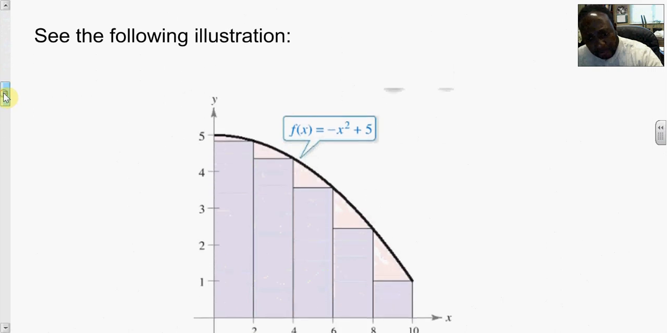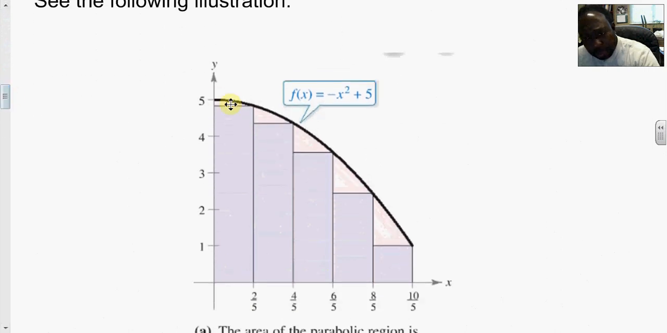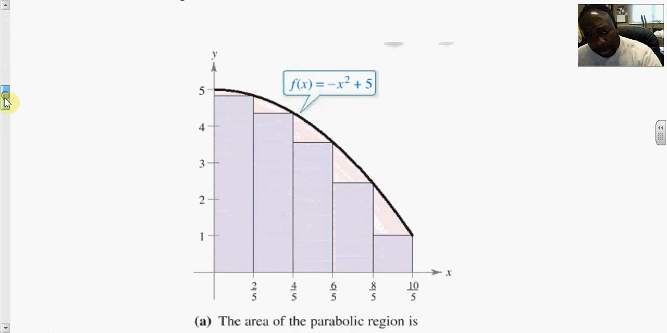Let's see an example. Here you want to compute the integral of negative x squared plus 5, as x goes from 0 to 2. And to do that, we take these rectangular slices. The problem is that you end up with some of these rectangular slices being above the curve, some being below the curve.